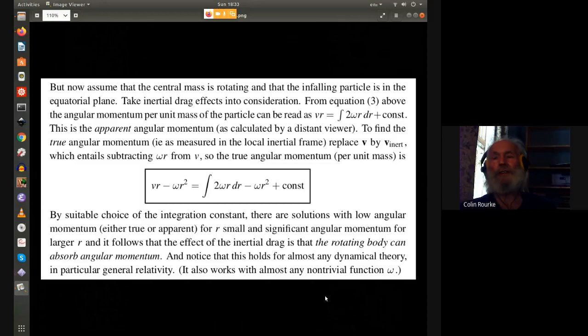Now, you've got an integration constant there, so there are solutions with low angular momentum, either true or apparent, for r small, and a significant angular momentum for the larger r. So the angular momentum that's further out is being absorbed by the black hole, by the inertial drag effect in the black hole. What it means is effectively that a rotating body can absorb angular momentum. And this holds for almost any dynamical theory, in particular for general relativity, and for almost any non-trivial function omega. It's just a relativistic effect.